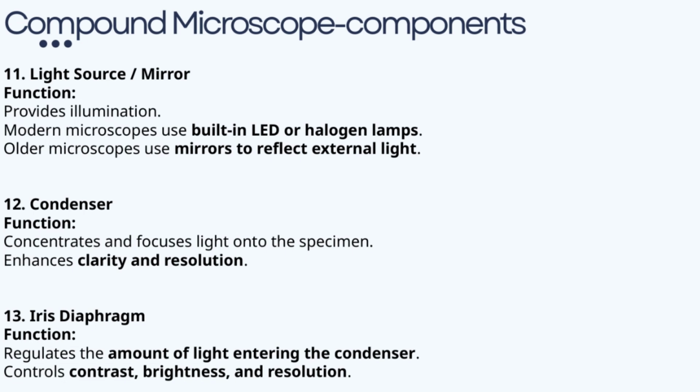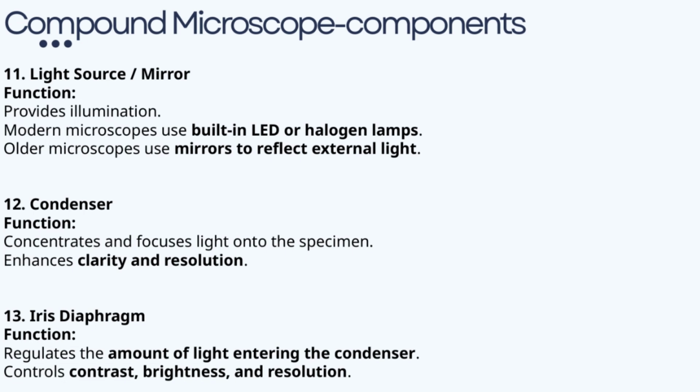Moving on to the condenser, its role is crucial in ensuring your specimen is well lit. The condenser concentrates and focuses the light onto the specimen, which enhances both clarity and resolution. Without a proper condenser, the image can appear blurry or dim, so it's a vital component for obtaining clear, detailed observations.